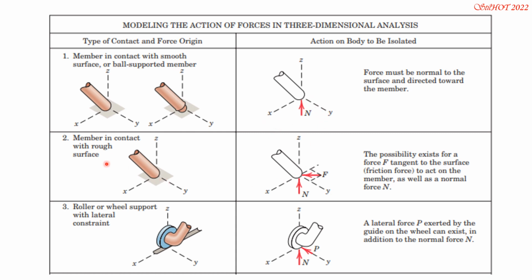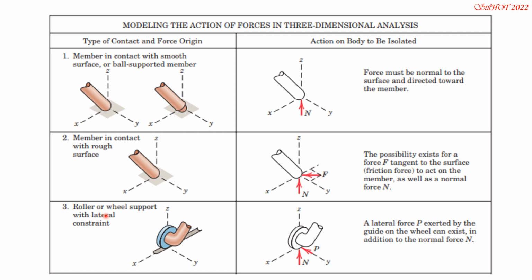Member in contact with a rough surface, so we have two unknown forces. The possibility exists for a force F tangent to the surface, or friction force, to act on the member as well as a normal force N. So because the surface is rough, there's a possibility that it is tangent, such as F there, not necessarily along Y or along X, but it may be in any direction.